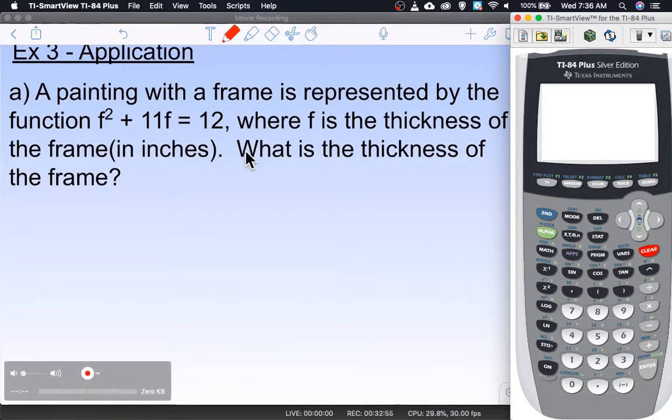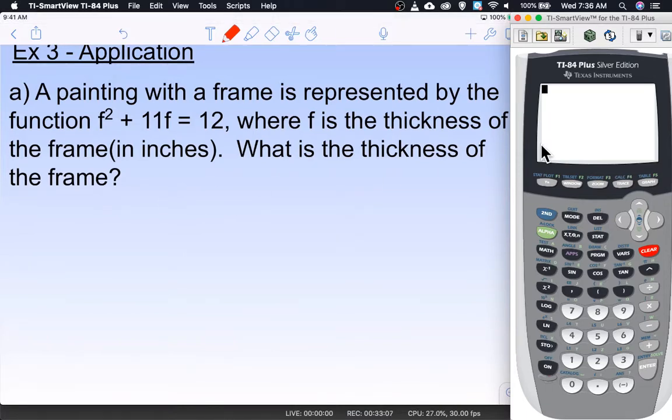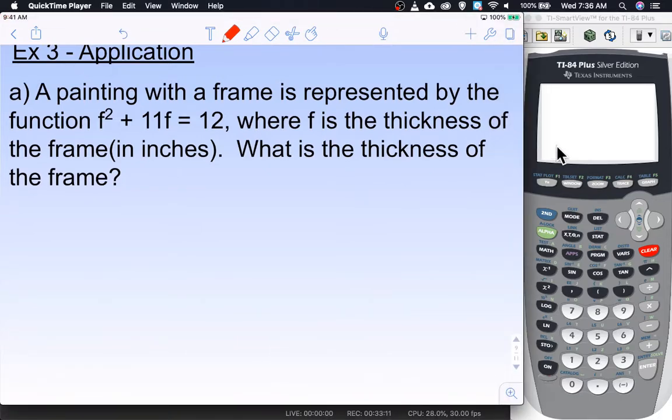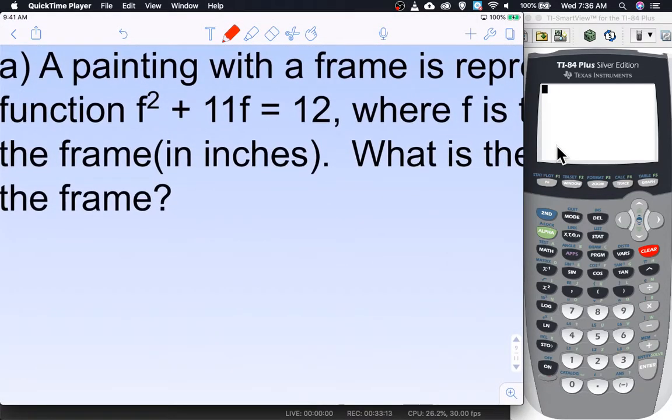Application. A painting with a frame is represented by the function shown, where f is the thickness of the frame in inches. What is the thickness of the frame? Okay, so basically, we want to find f. All right, let's do that. I'm just going to copy the problem down here.